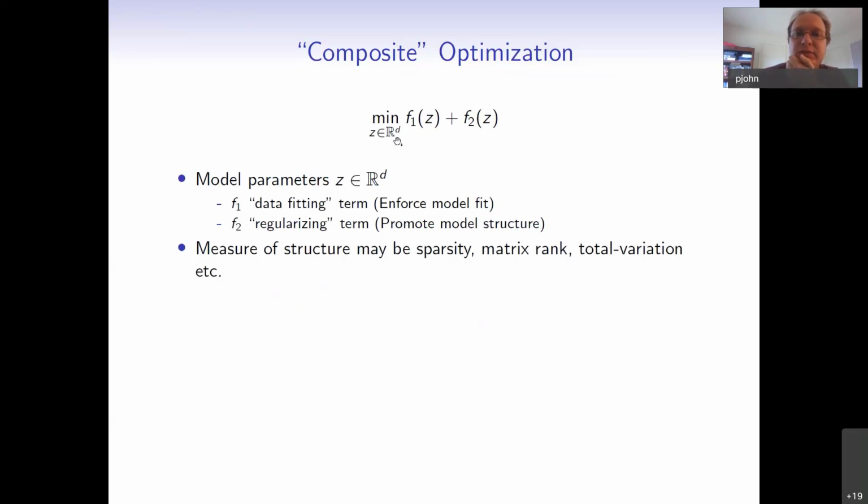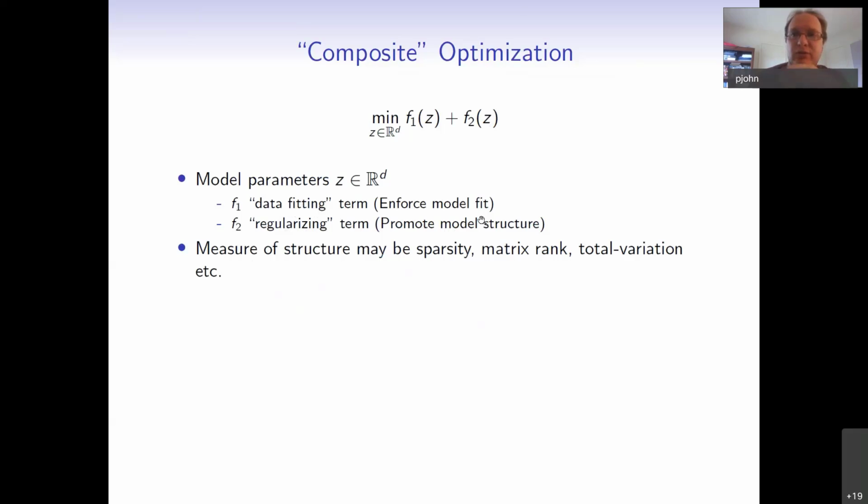Now, in the simplest case, we have Euclidean space, so this is just a d-dimensional vector that we're minimizing over. And this comes up a lot in model fitting problems, machine learning. You might have one function that's fitting the model to whatever the data set is, like a loss function, and then a second function that is playing the role of a regularizer. So it's there to promote the sort of structure that you're after in the model. So maybe that's a low rank model or a sparse model or something else.